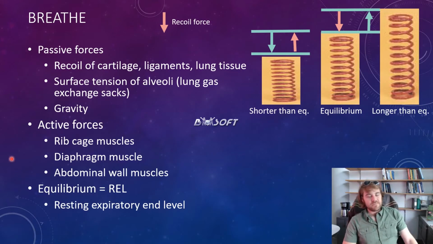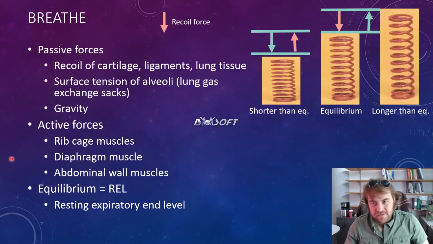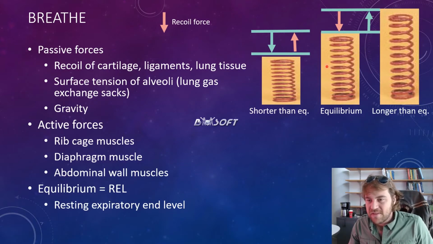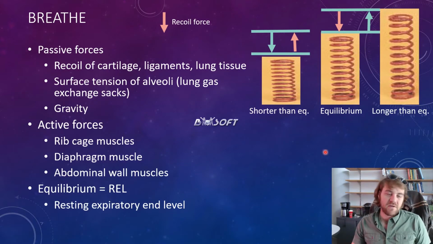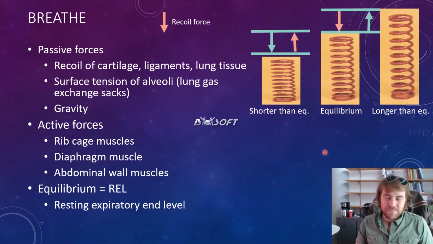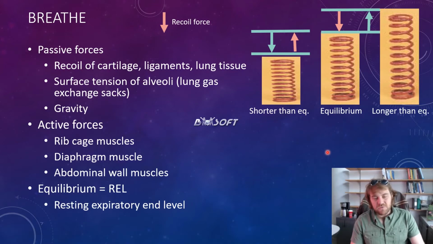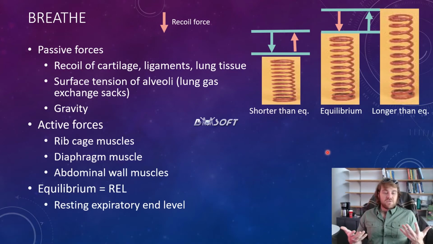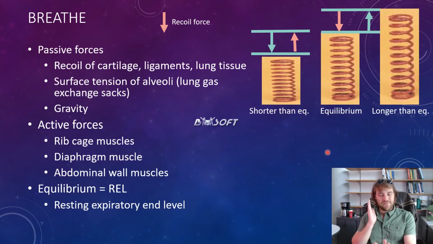Okay, so the equilibrium state, when your lungs are in the same place as this spring right here, is called your resting expiratory level, or your resting expiratory end level, but I usually just go with resting expiratory level. So the way that you can judge this is taking a breath and let it out. And without forcing more air out, and before you take in another breath, that is your resting expiratory level right there. That's going to be important as we go through this lecture.